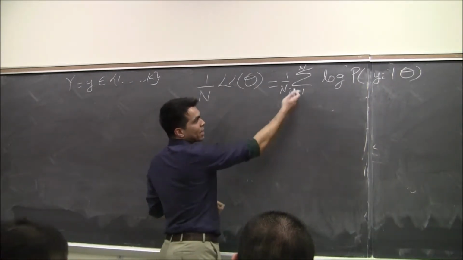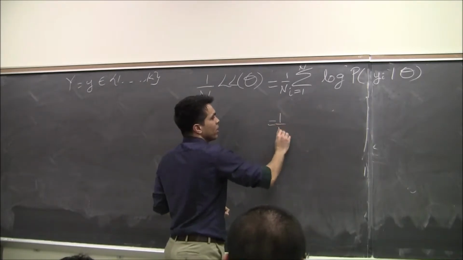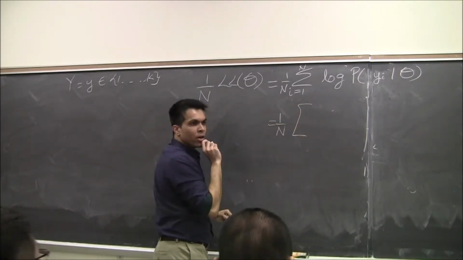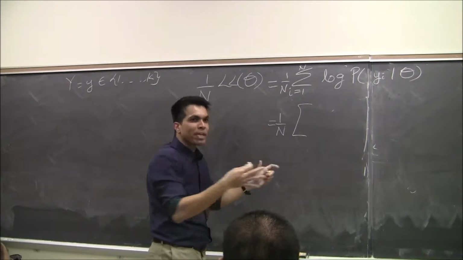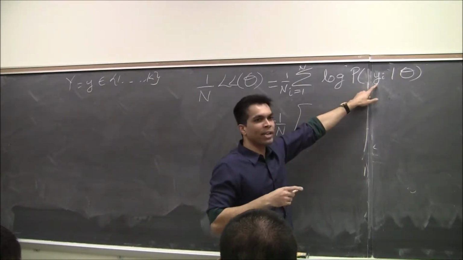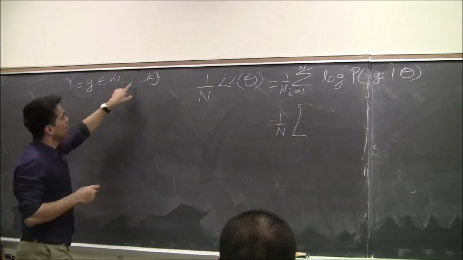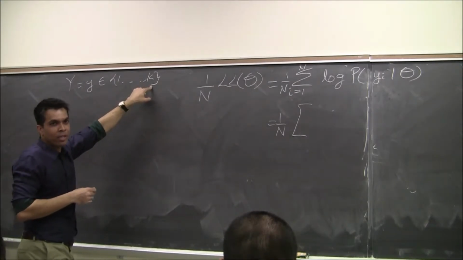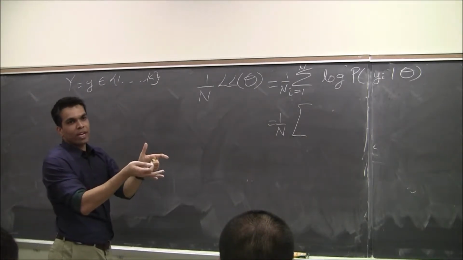I claim that I can count this summation another way. Here's how. I can first make a histogram of how many times 1 happened, how many times 2 happened, how many times 3 happened, how many times k happened. And then I can just directly multiply the probability of that happening.